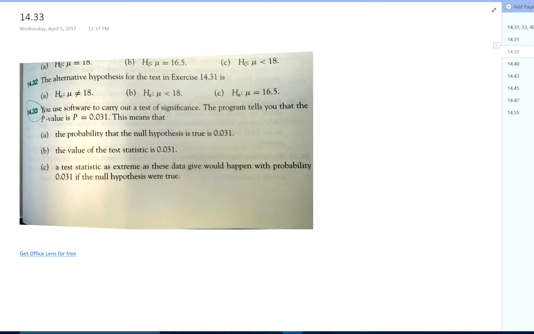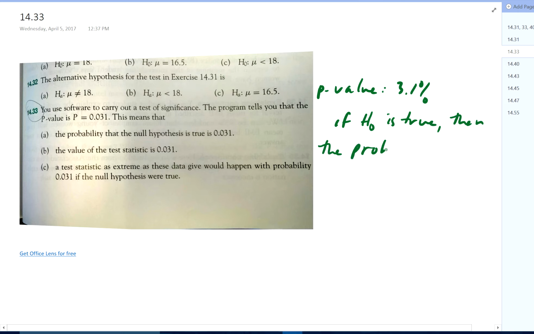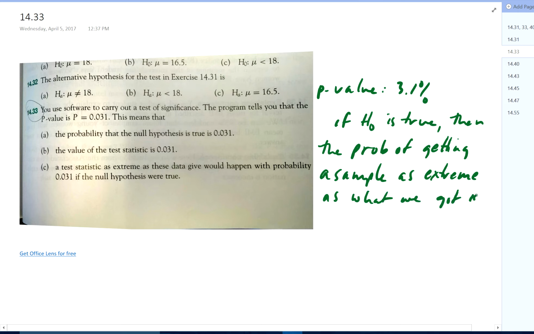Okay, 33. Use software to carry out a test of significance. The program tells you that the p-value is 0.031, so that'd be 3.1%. What does that mean? Well, what that means is, if H0 is true, then the probability of getting a sample as extreme as what we got is 3.1%.